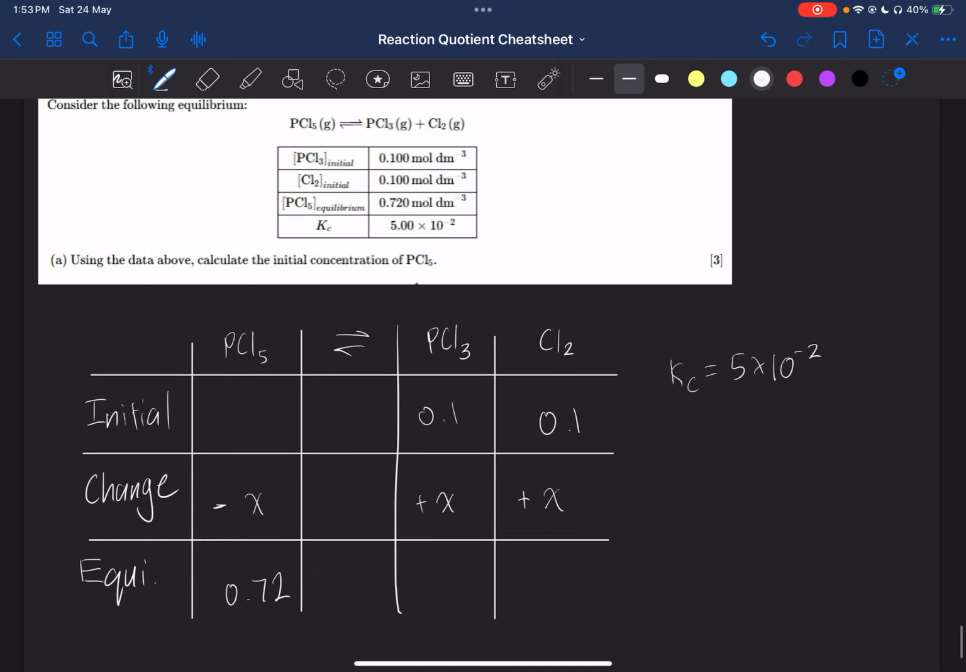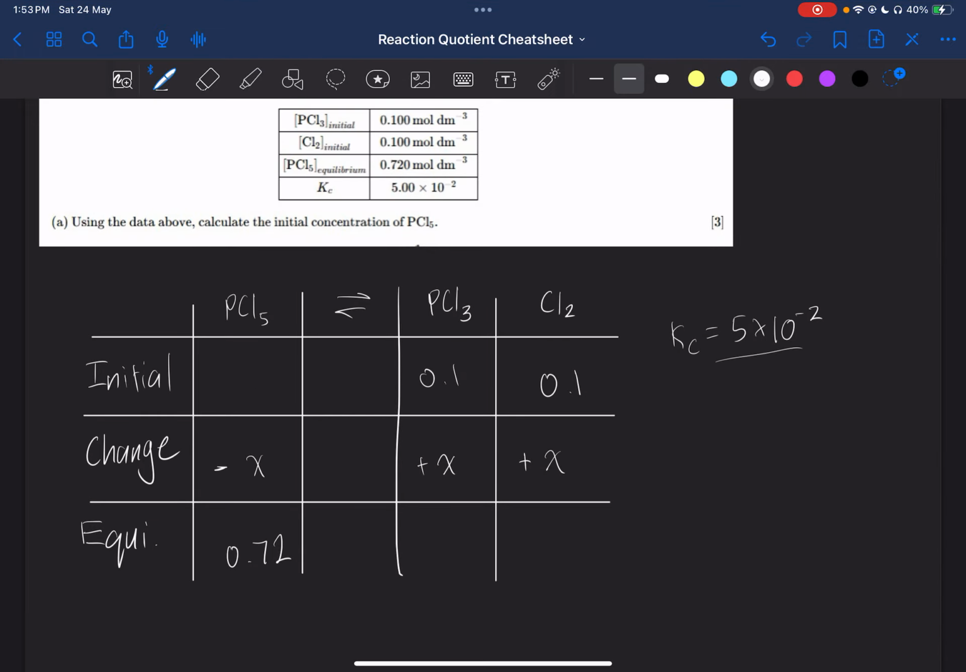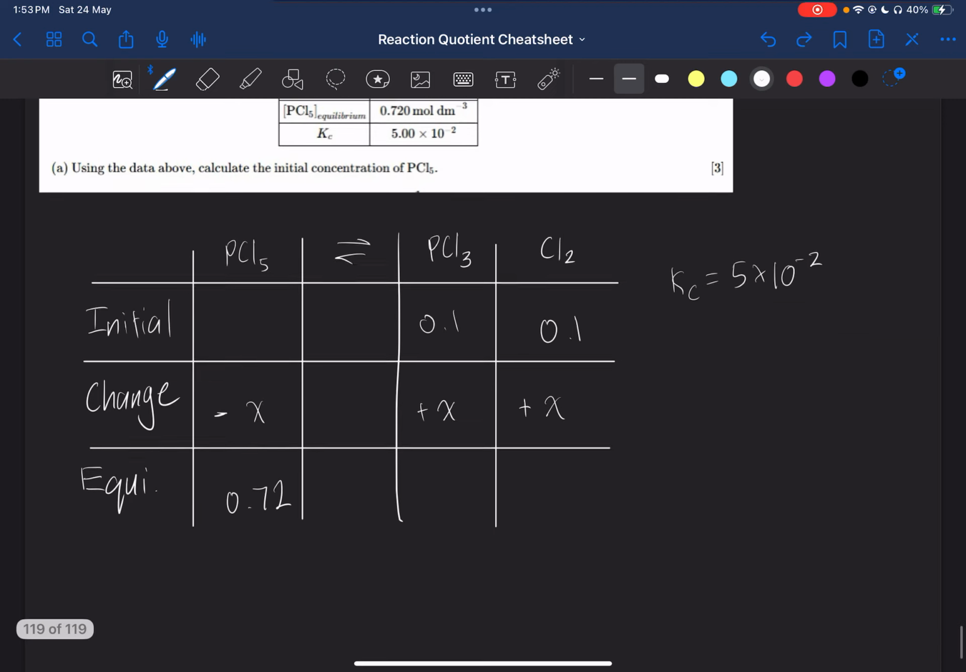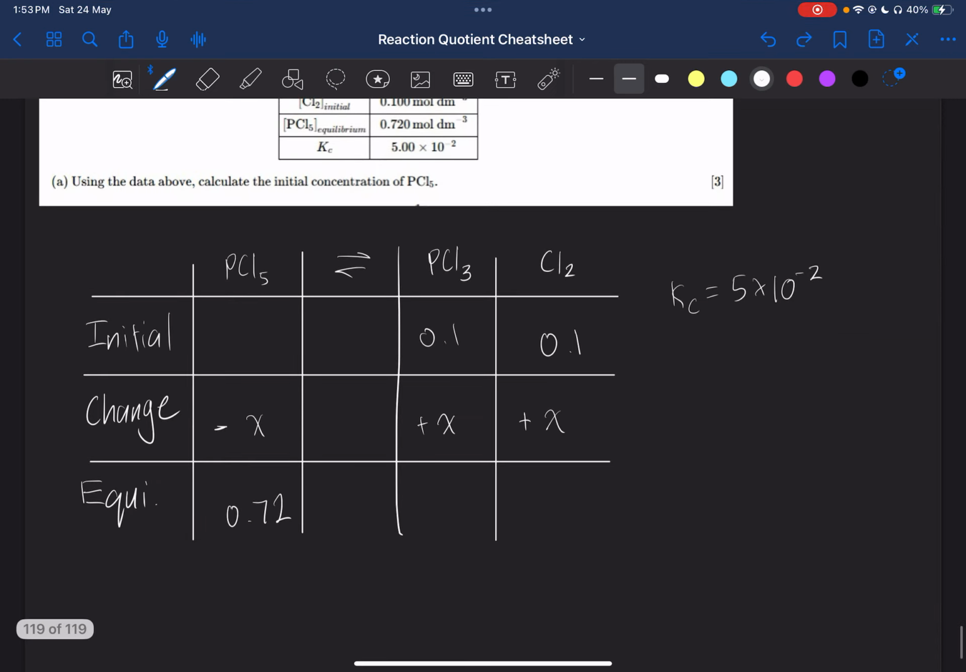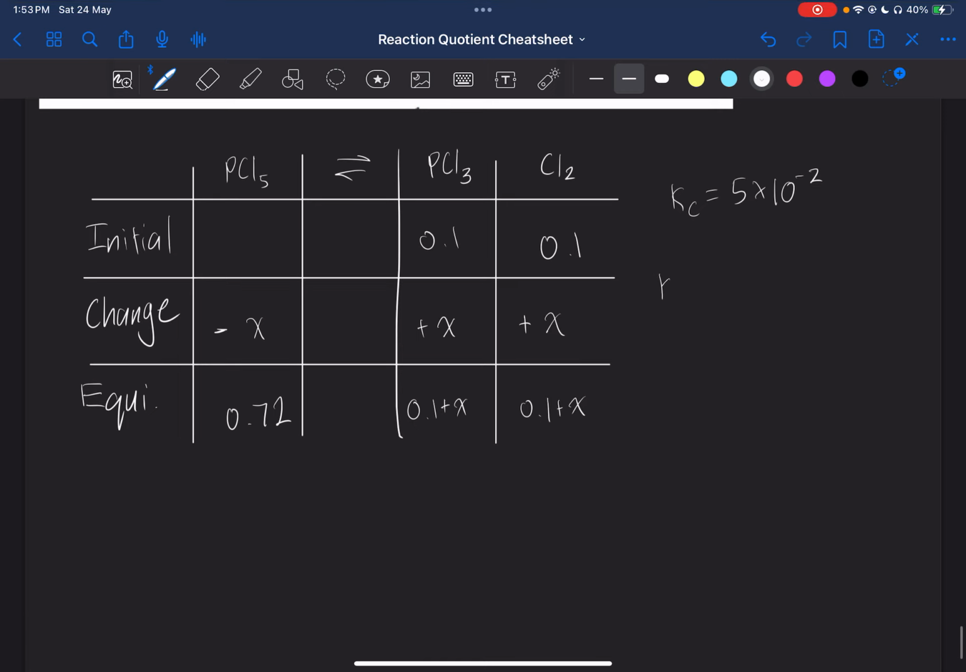So what's the first step? Since we have this, let's start with the Kc. Using all of this information, we can form an equilibrium constant equation. Let's start by filling in the equilibrium row, because this is what we need to find Kc. Initial is 0.1, and the change is plus x, so the equilibrium concentration would be 0.1 plus x, and the same for Cl2. Let's form an equation for Qc. Qc equals products, which is the concentration of PCl3 multiplied by the concentration of Cl2, over the concentration of PCl5.